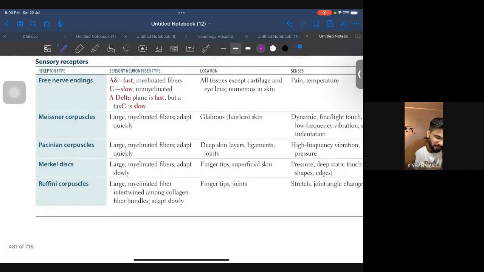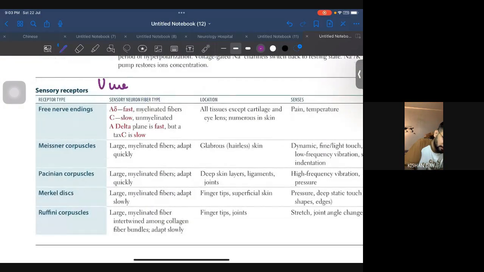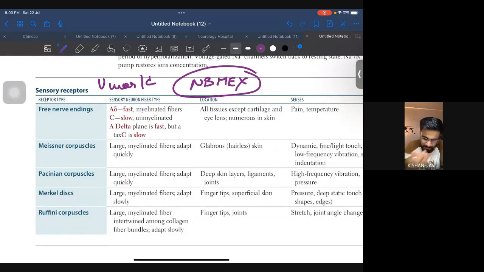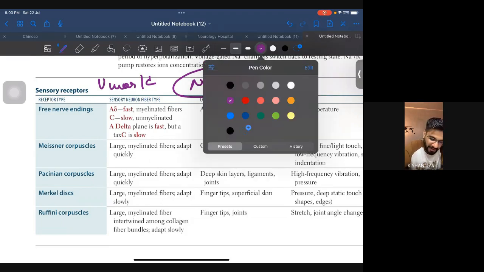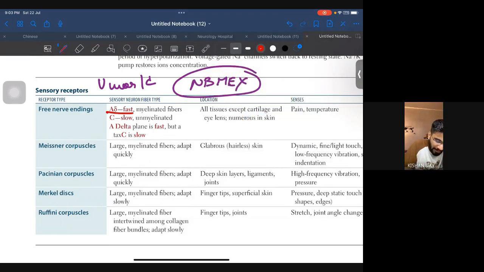Sensory receptors. UWorld has one question, NBME had no question, but UWorld has, so you have to do it. Free nerve endings: A delta is fast, C is slow. These are myelinated and unmyelinated. If they are unmyelinated, it's going to be slow because there won't be saltatory conduction.